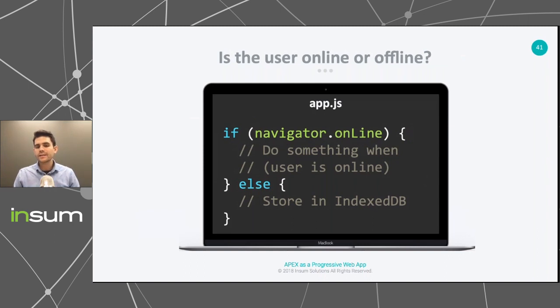So now that we know exactly when a user goes online or offline, I think it would also be good to know the connection status at any given time. So for that, we can use the navigator.onLine property. And in the case where the user is offline at a given point in time, what we want to do is store the request in the cache, or more specifically in the IndexedDB, for later usage.